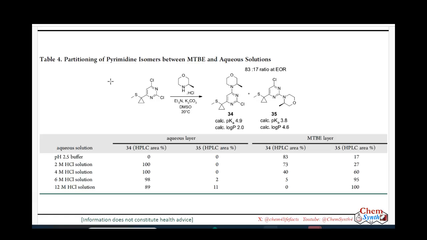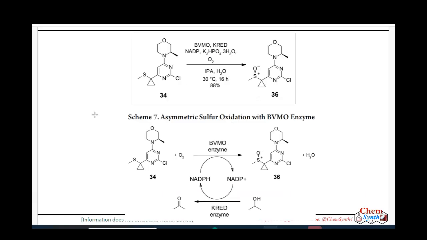Now they did one good thing, they separated these two isomers in a very good way. They did the phase separation with MTBE and water, and when they maintained the pH of that solution using 4 molar HCl, they saw that the desired isomer completely came into the aqueous solution and the undesired isomer went into the organic layer. In that way they separated the desired isomer.